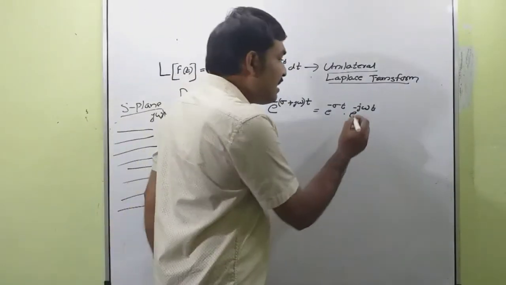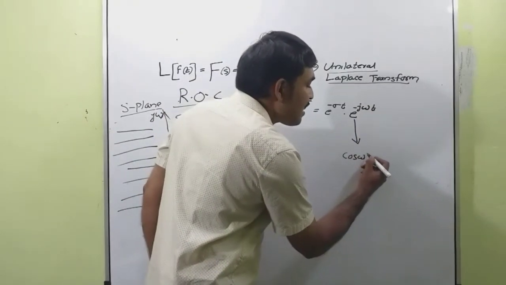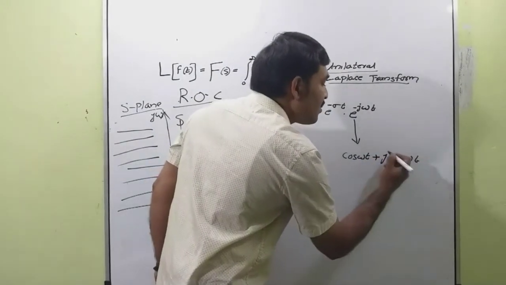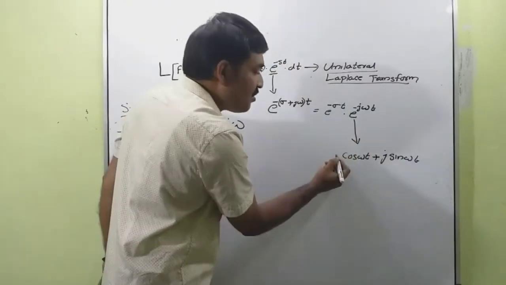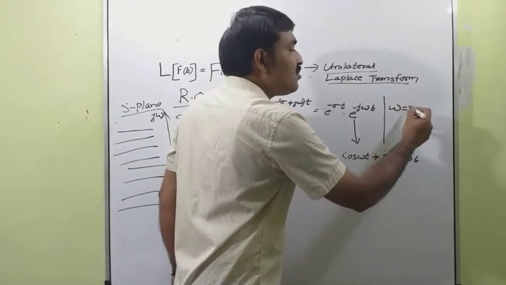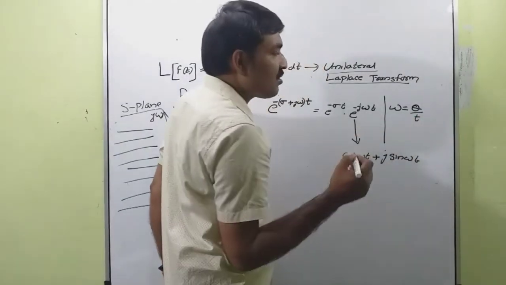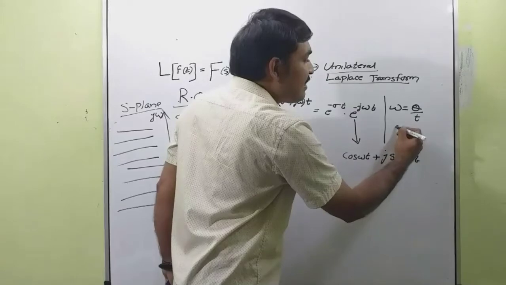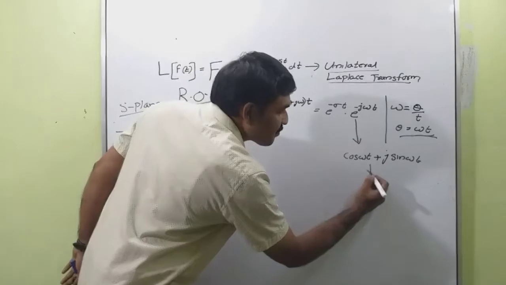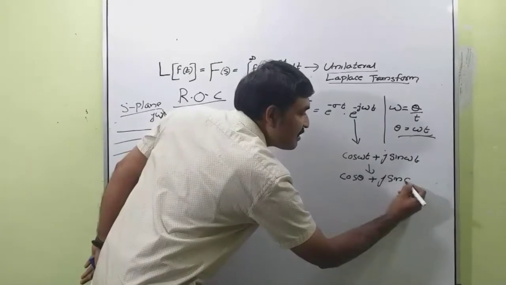And we know that e raised to minus j omega t can be written as cos omega t plus j sin omega t. So this can be written in this form. Now what is actually omega? Omega is the angular frequency in radian per second, that is equal to theta by t. So from this equation we can write theta is equal to omega into t. So this becomes cos theta plus j sin theta.